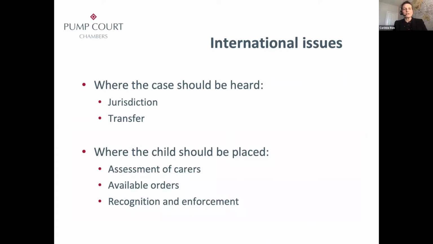The first slide just sets out what you probably all know very well, which is the international sorts of issues that arise in care cases. The first question usually being jurisdiction, and courts have at least now got very good at asking that question, at least in theory, because it's in the standard form CMO. There are also questions of transfer, and then of course the knotty question of where the child should be placed, and in particular assessment of carers who may be outside the jurisdiction, the availability of orders, and finally the question of recognition and enforcement.